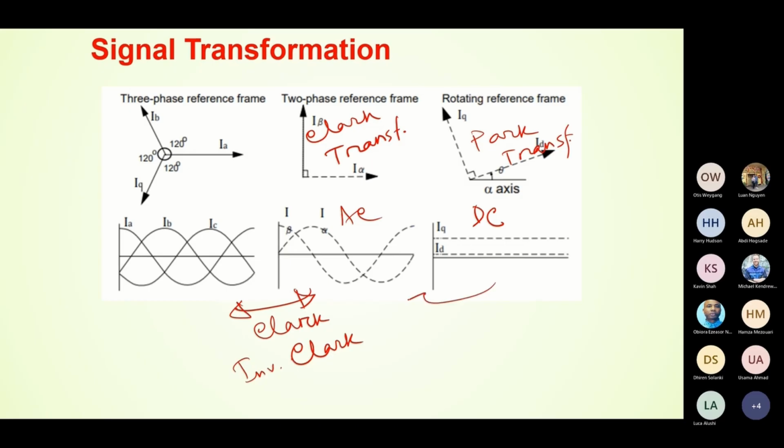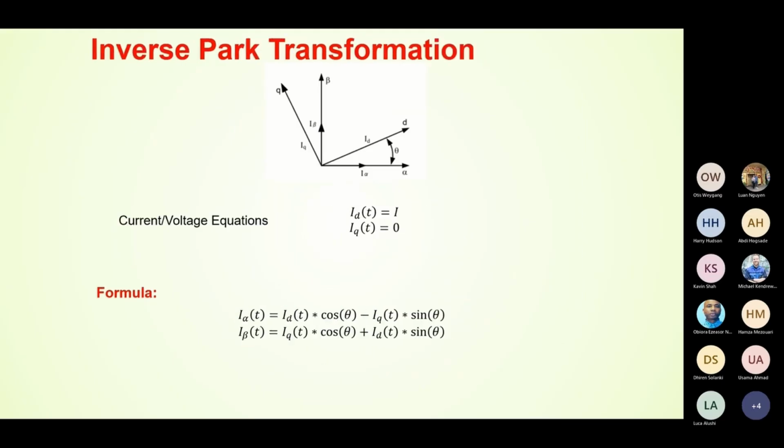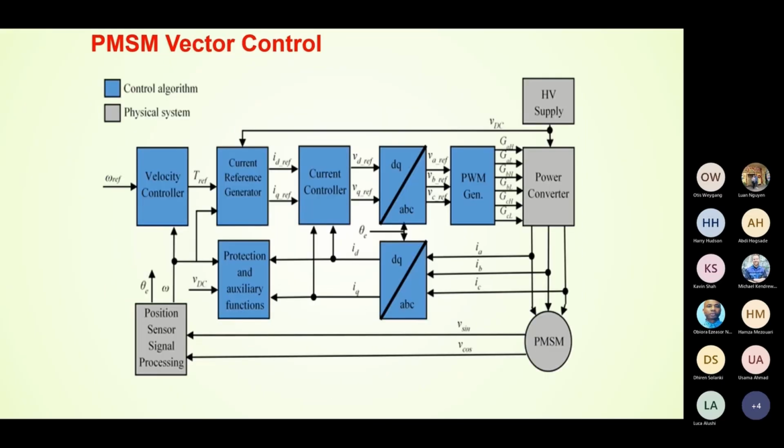And here, if you are given the DC and you want to get the AC, you have to apply the inverse Park transformation. And if you are given the AC and you want to go to DC, you have to apply the Park transformation.